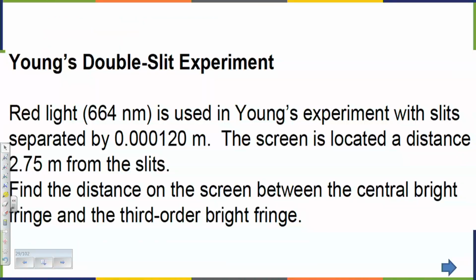And now we've got to solve a problem. So red light has a specific wavelength, but it has a range. This is one of the examples. It is used in Young's experiment. Thomas Young published the first paper on this material in 1801. So the double slit experiment has a name, Young's experiment, and we know the spacing between the slits, how far the screen is, that's it.